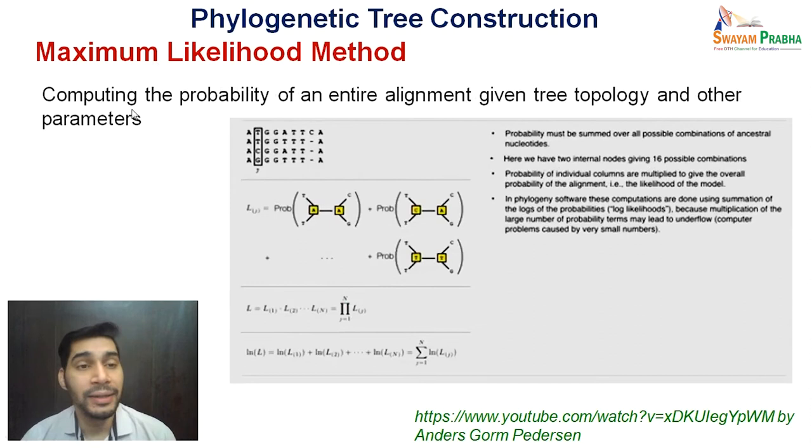Then you compute the probability of the entire alignment given the tree topology and other parameters. So we just consider this one column, and we consider only A and A as the ancestral form. There can be other ancestral possibilities also. So we have two internal nodes giving 16 possible combinations. The probabilities of individual columns are multiplied to give the overall probability of the alignment. And then we take the log of it, because in computational methods there can be errors because of very small numbers; multiplication of a large number of probability terms may lead to underflow.